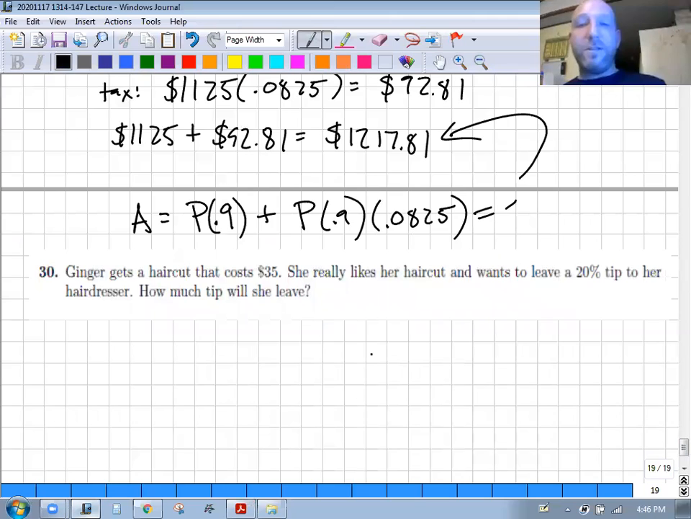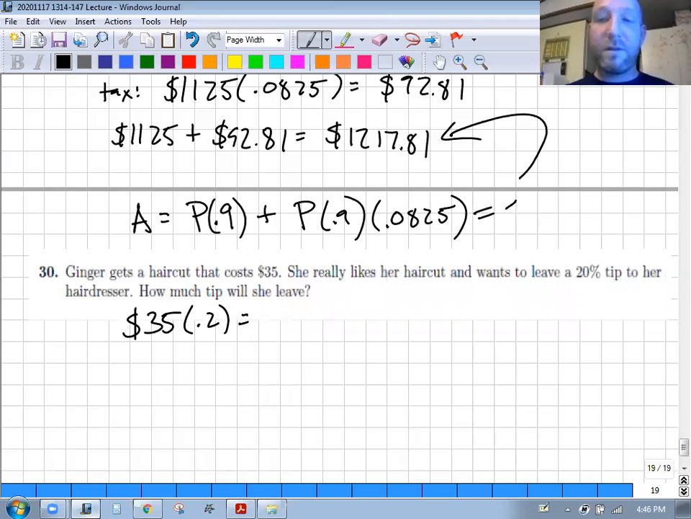All right, Ginger gets a haircut that costs $35. She likes her haircut and wants to leave a 20% tip. How much tip will she leave? 35, 20% is 0.2. So 35 times 0.2 equals $7 tip. All right, that's the tip she'll leave. Total, right, it's going to be 35 and 7. She needs to leave $42, right?